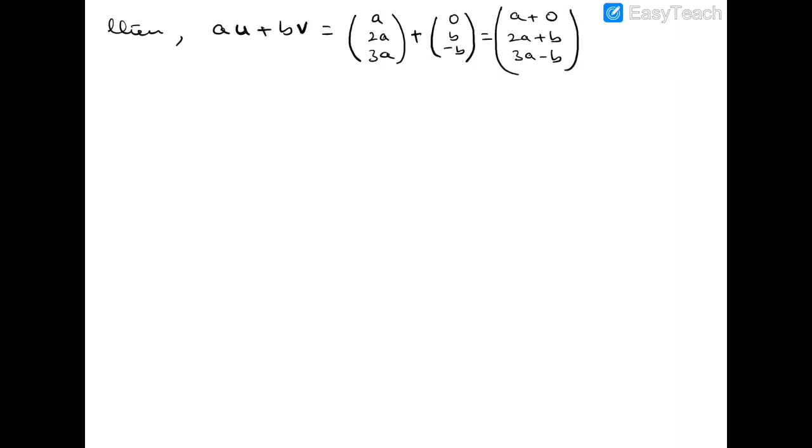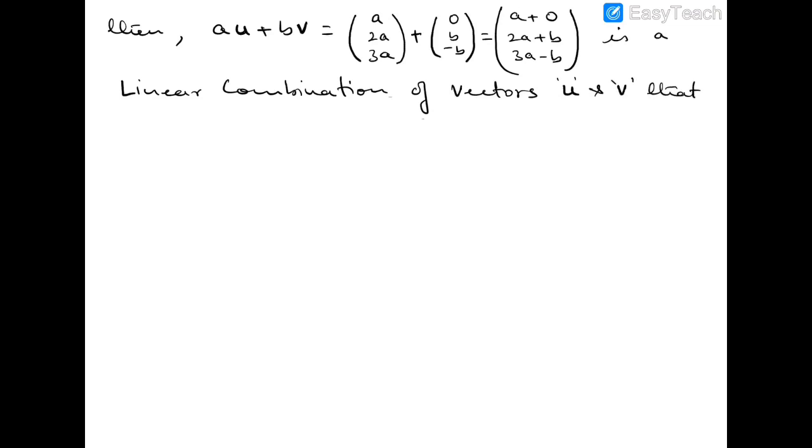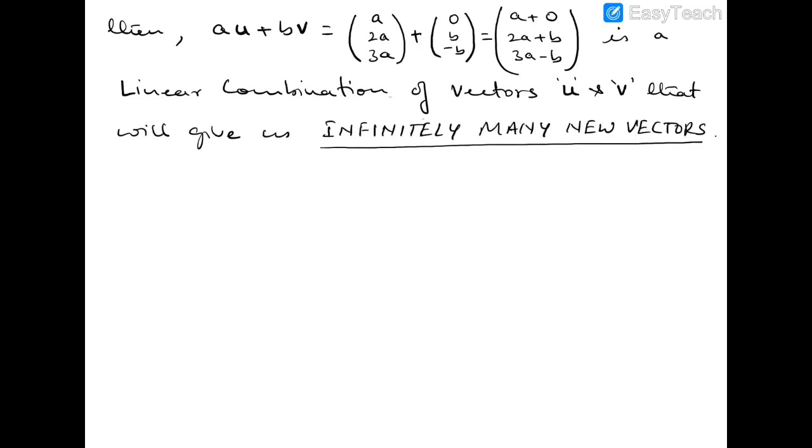Then au plus bv is equal to a, 2a, 3a plus 0, b, minus b, which will give us a plus 0, 2a plus b, 3a minus b, and this is a linear combination of vectors u and v. This will give us infinitely many new vectors because we can substitute any values for a and b here. So we will get infinite vectors.